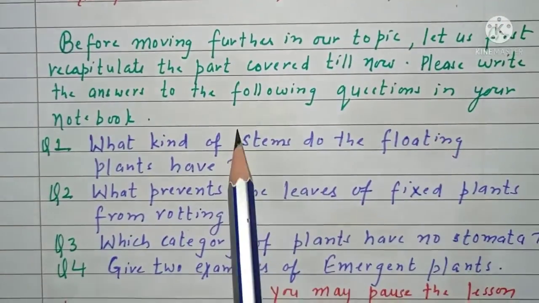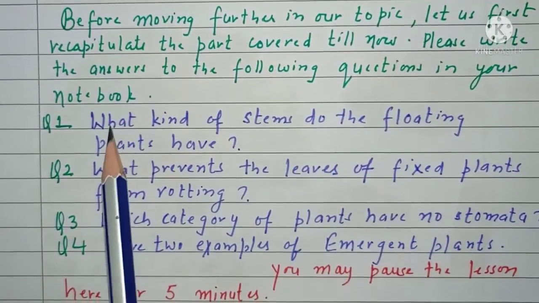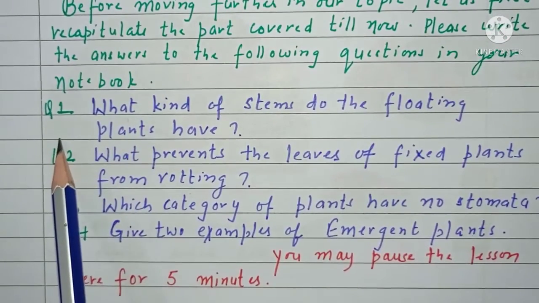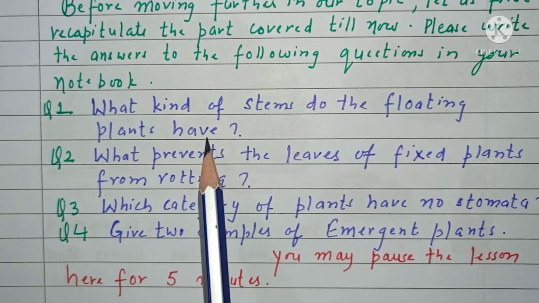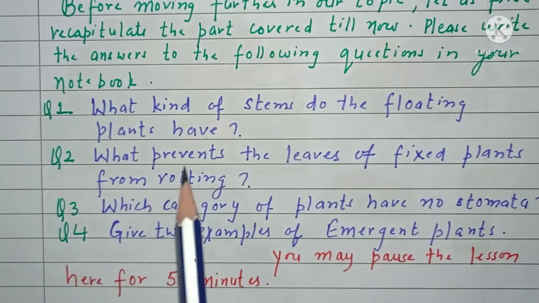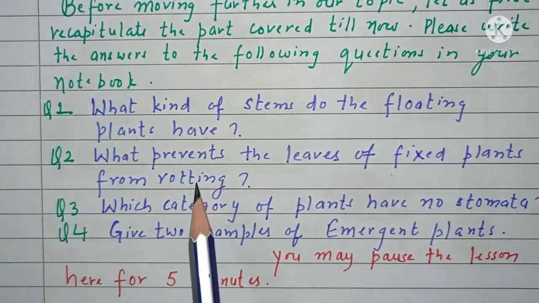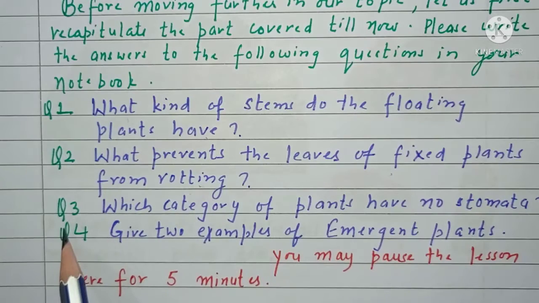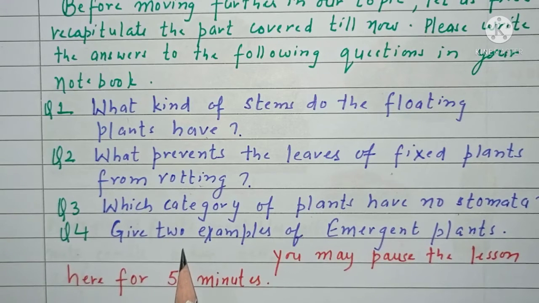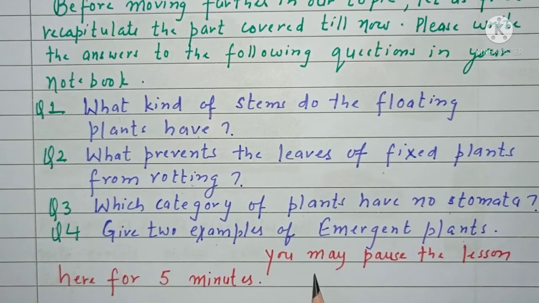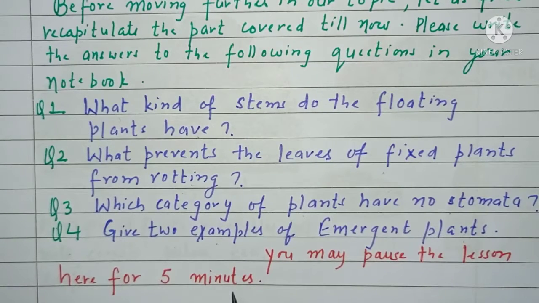Please write down the answers to the following questions in your notebook. Question number 1. What kind of stems do the floating plants have? Question number 2. What prevents the leaves of fixed plants from rotting? And question number 3. Which category of plants have no stomata? And in question number 4, you have to give 2 examples of emergent plants. Students, you may pause the lesson here for 5 minutes.